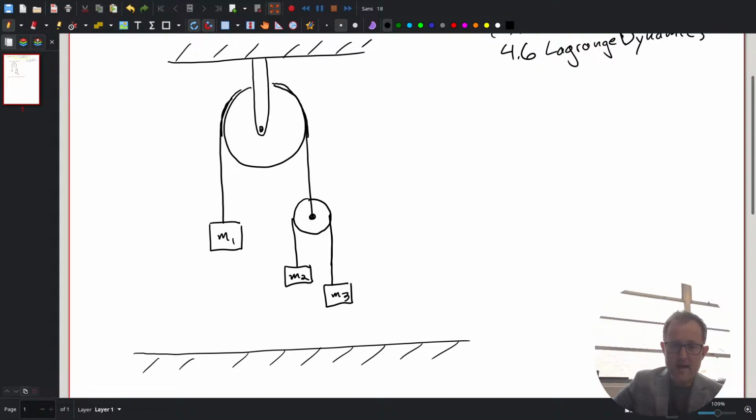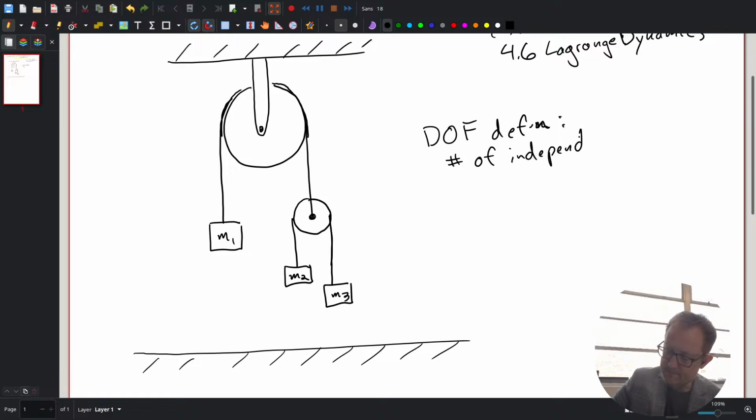Okay. So when I look at this system, first question is, how many degrees of freedom do I have? And what is a degree of freedom? The number of independent properties needed to define a system.